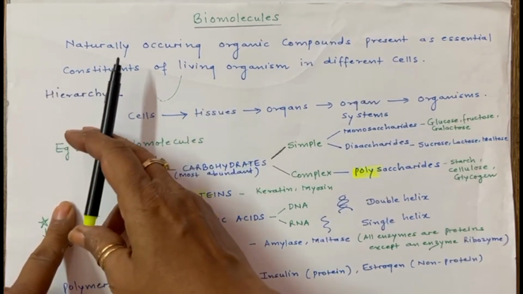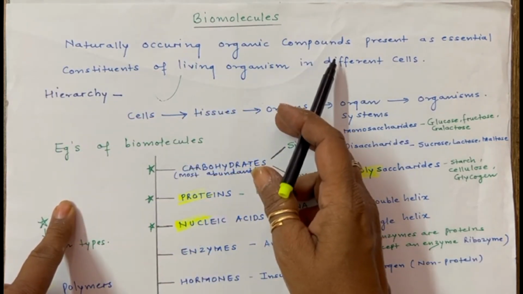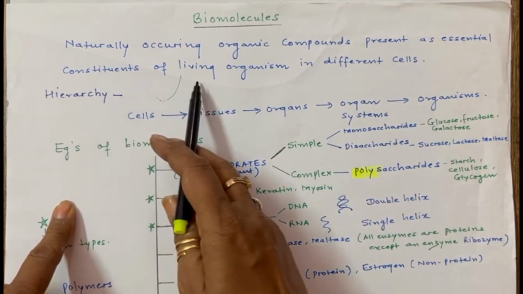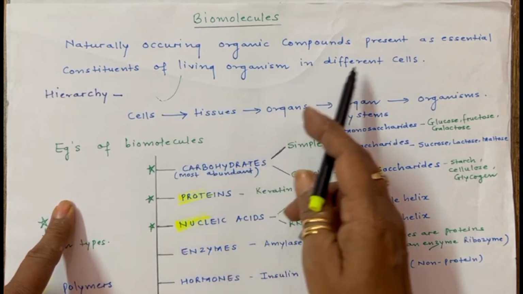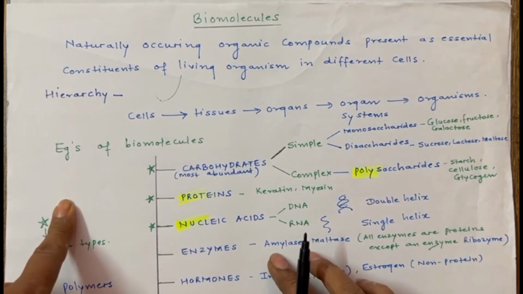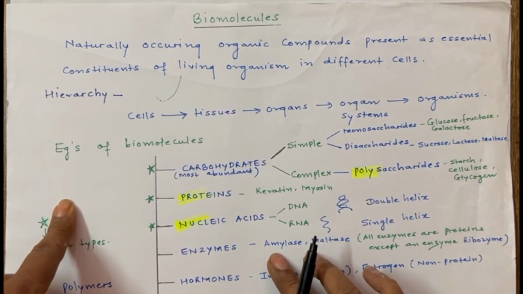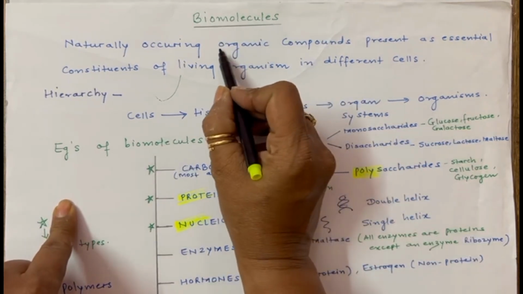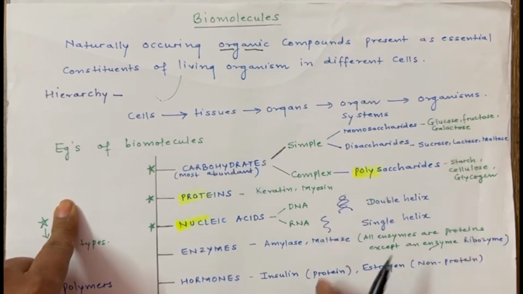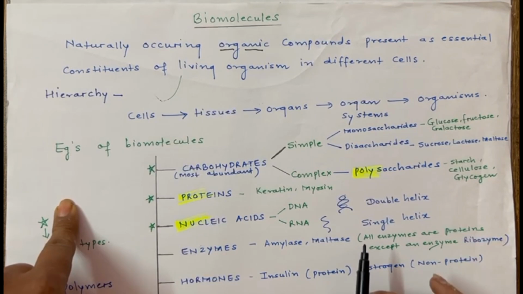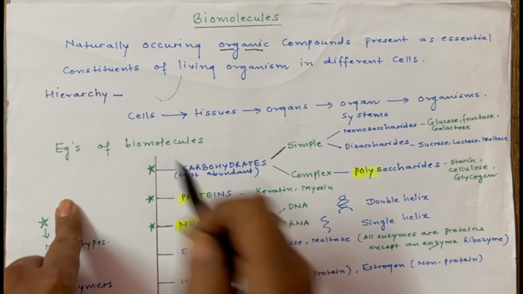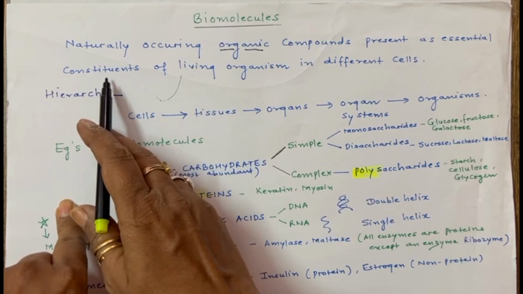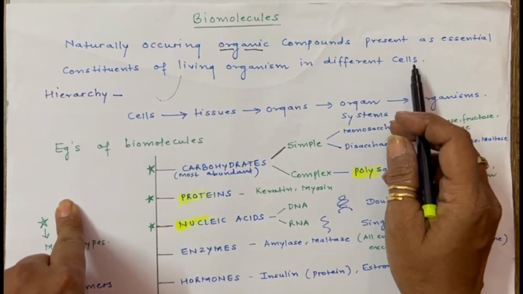Biomolecules are naturally occurring organic compounds present as essential constituents of living organisms in different cells. So we must understand first of all that the biomolecules are considered as organic compounds. The meaning of the word organic is that they must contain carbon atom. Biomolecules are present in the cells of the living organisms.